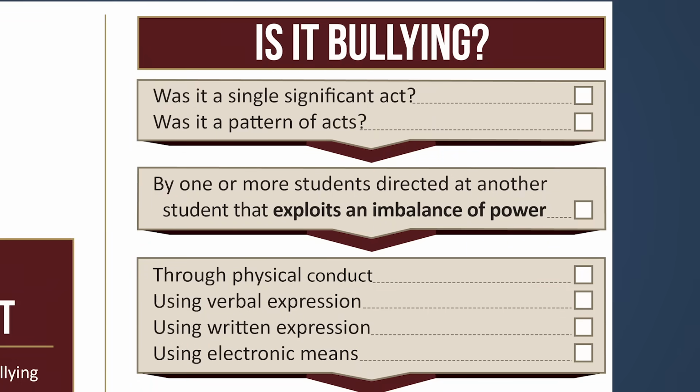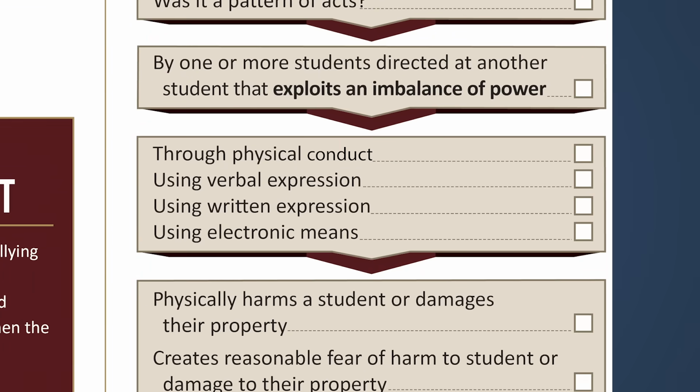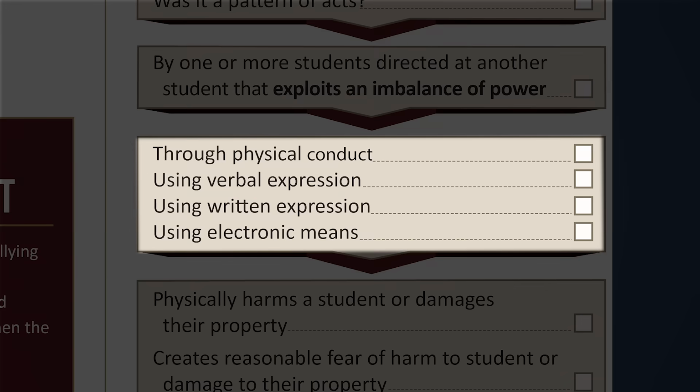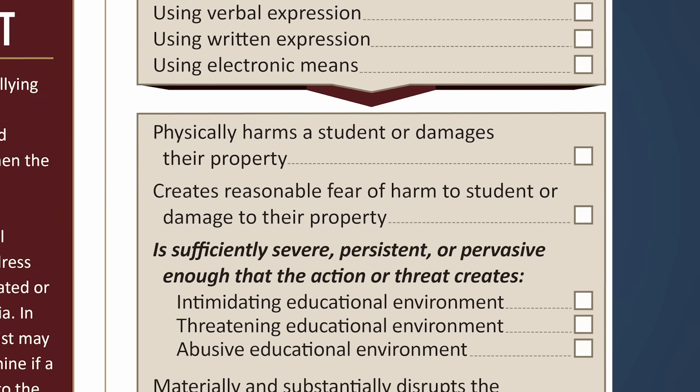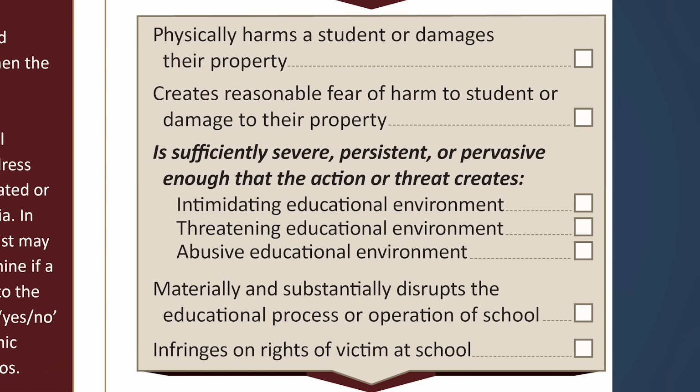Then question how the action was conducted. The bullying must be done by written, verbal, physical, or electronic means. If bullying is being expressed through electronic means, it may fall under the definition of cyberbullying if it involves any sort of electronic communication. For this next section, the resulting action must answer at least one of the next questions in order to potentially be considered bullying.